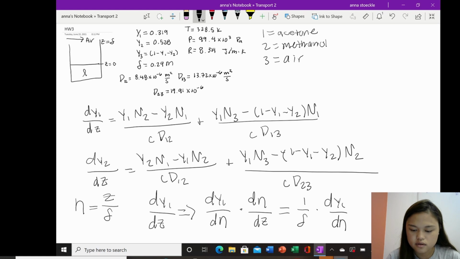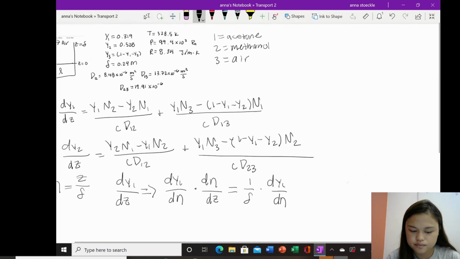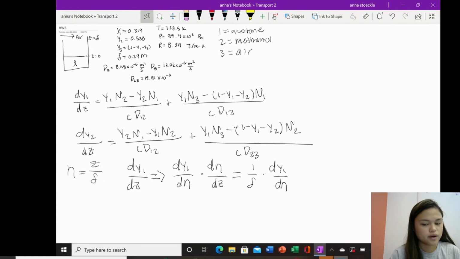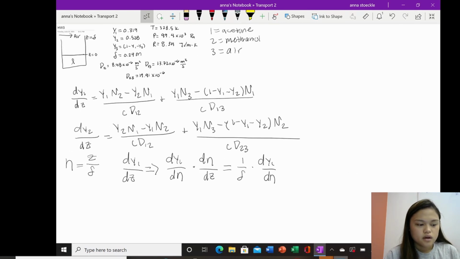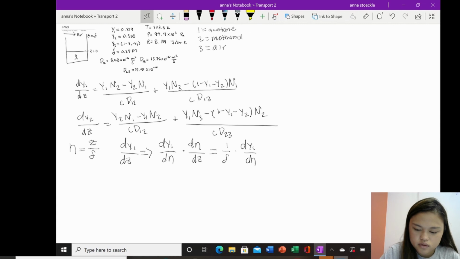Let's see if I can make some more room. Okay, let's move over to the right some. So now we want to apply this to these Maxwell-Stefan equations. Let's do that. But I'm going to move this 1 over delta to the other side, and I can just combine that with that concentration and that diffusivity constant. So hopefully I have enough room. So here it is.